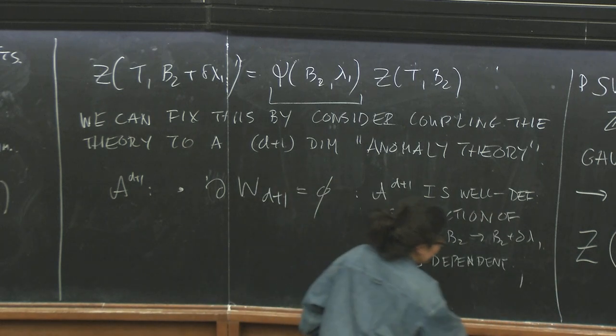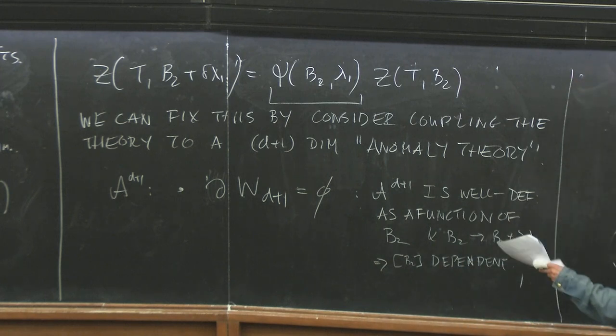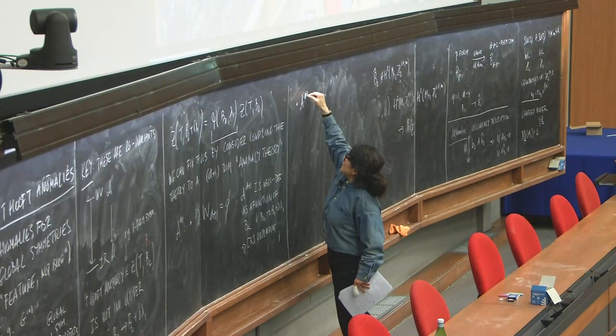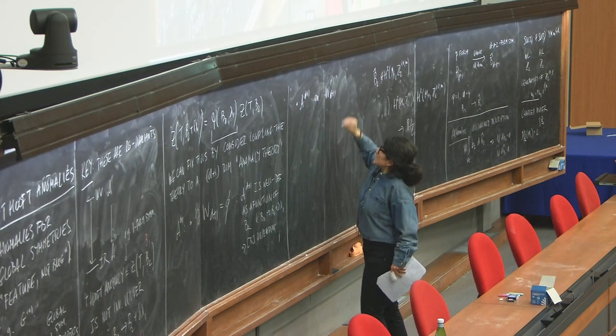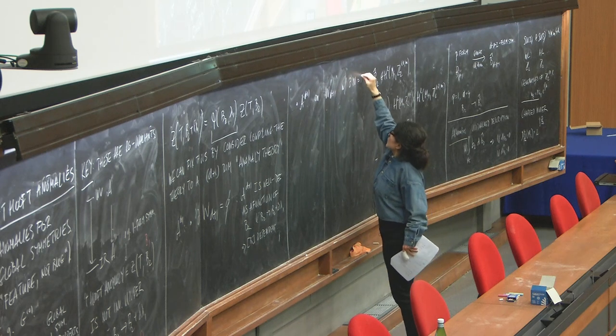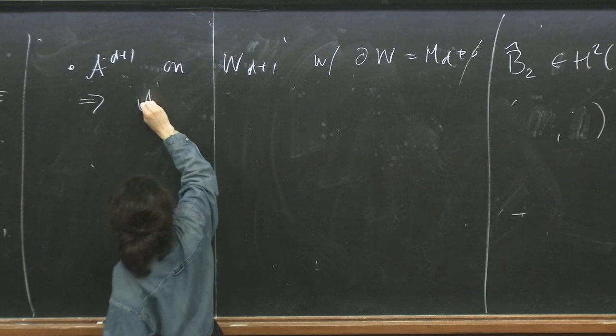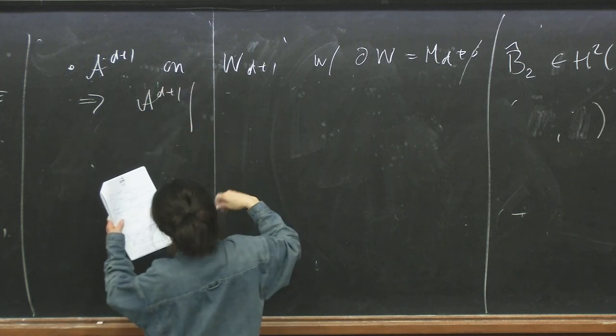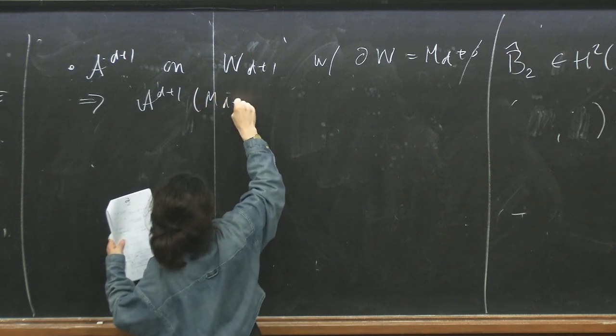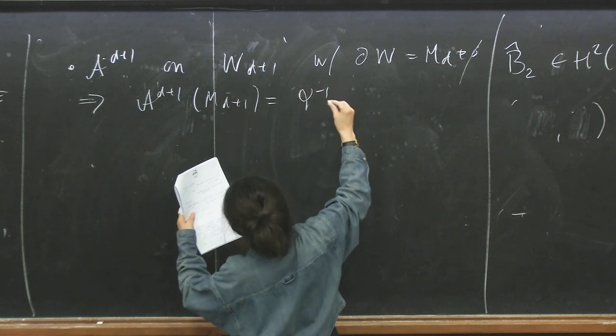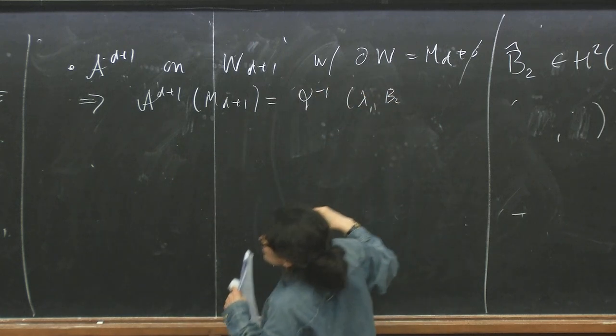However, if I put it on a manifold with a boundary, and the boundary is d-dimensional, then it picks up a phase, and that's then exactly a phase such that it cancels this phase phi that we had over there. So if you put A_{d+1} on a W_{d+1}, where the boundary M_d is not empty, then I want that theory A_{d+1} to restrict precisely on M_d to be exactly phi inverse of lambda and B2 lambda.